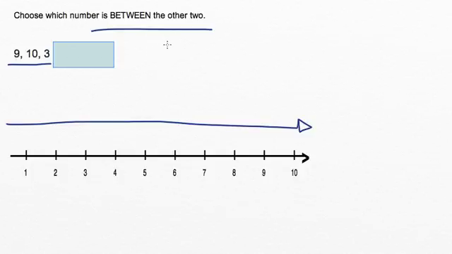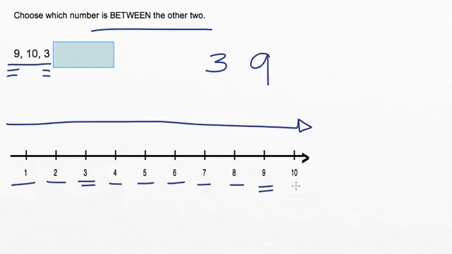So let's start counting. 1, 2, 3, and if we notice we have a 3 in our problem, so we're going to write 3 because that's the first number we came across out of all the numbers in our problem. 4, 5, 6, 7, 8, 9, that's also another number in our problem, so we're going to write 9, and then 10, which is also the last number in our problem. So we're going to write 10.